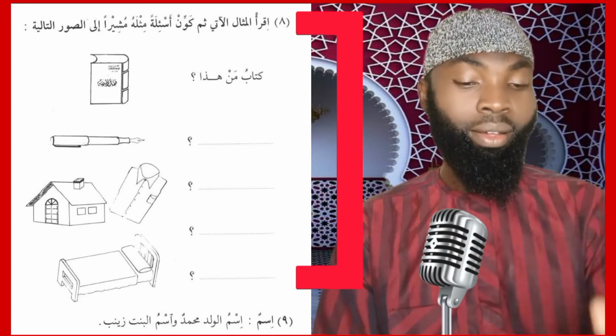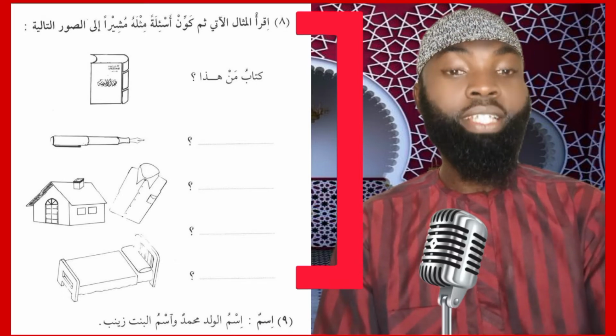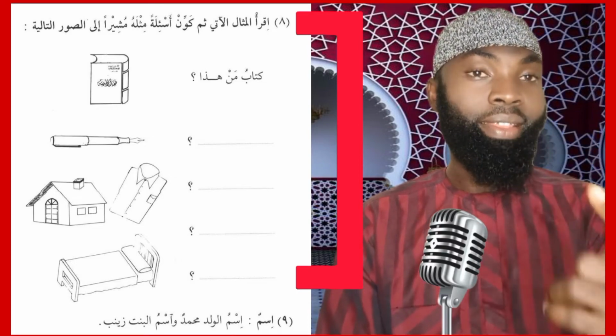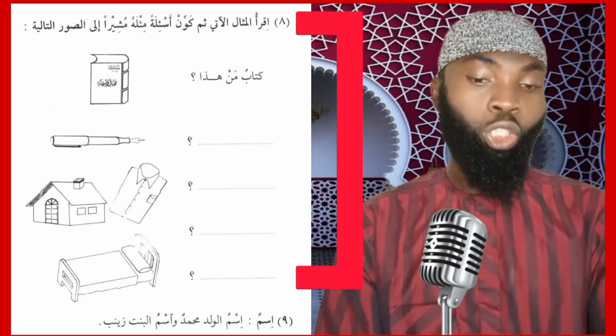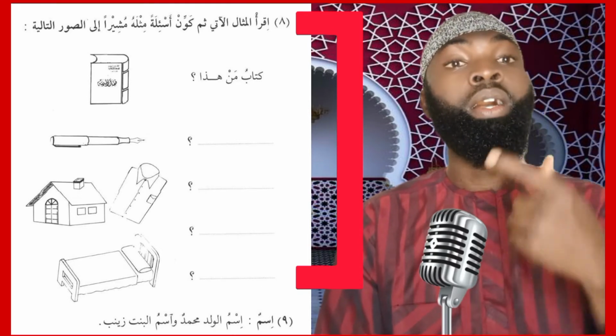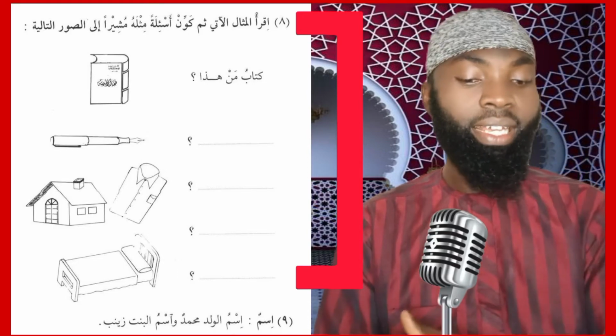We have to form other questions following the same pattern, pointing towards the other pictures. Can we move on? Let's move. Kitabu man hadha, whose book is this. This is an example. Now the next picture we have a pen, qalamun. So what will be the question? We can say Qalamu man hadha, whose pen is this.